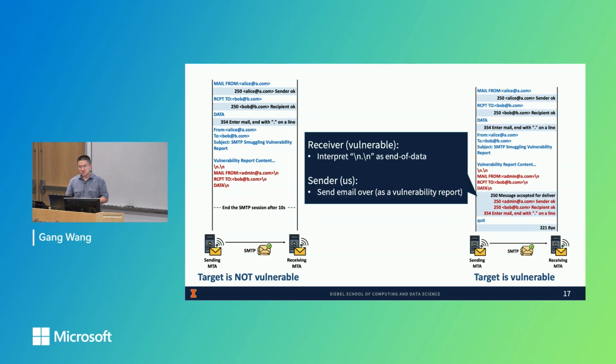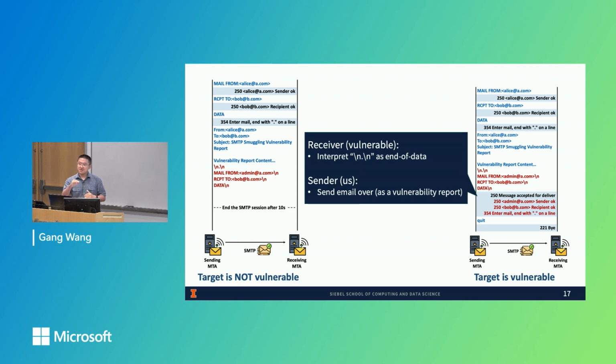If they are vulnerable, they will misinterpret this \n.\n in the same email content, and the first part of the email will be split and delivered to the inbox. As you can see, the first half of the email is actually a vulnerability report, where we write all the information about why you're vulnerable, what the payload is, who we are, and information that allows them to contact us and learn a little bit about what's happening.